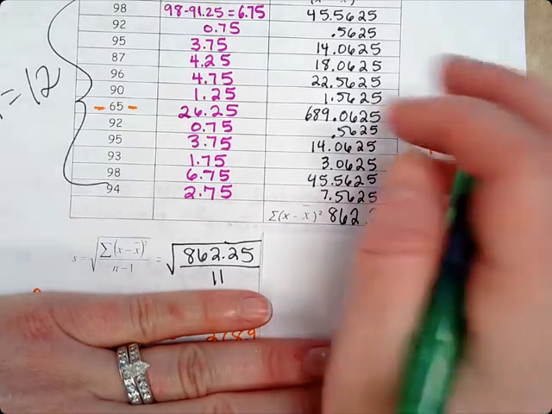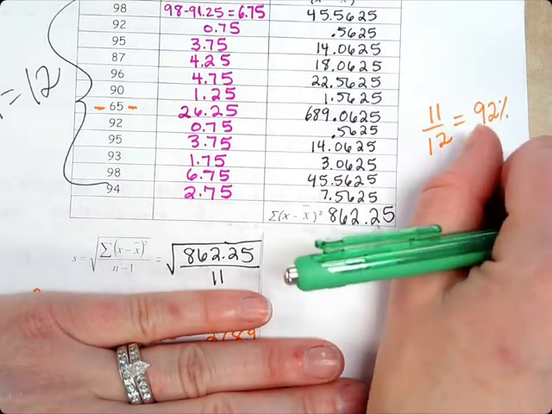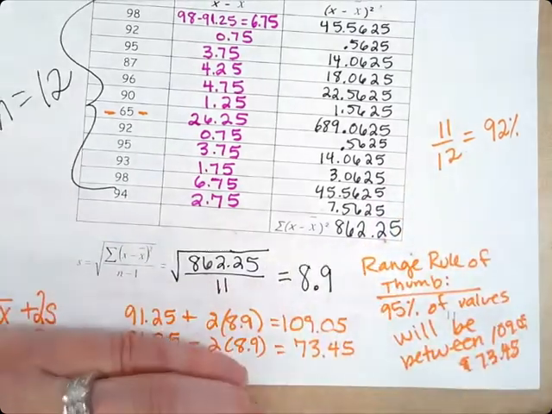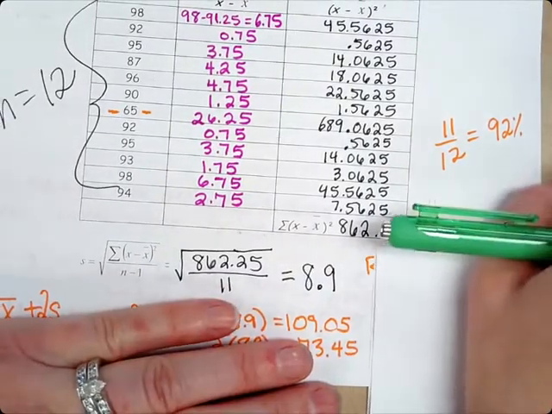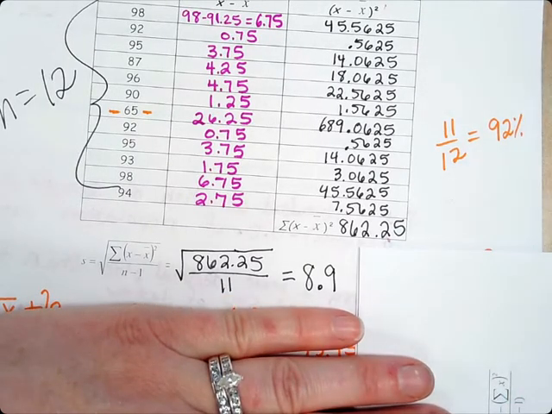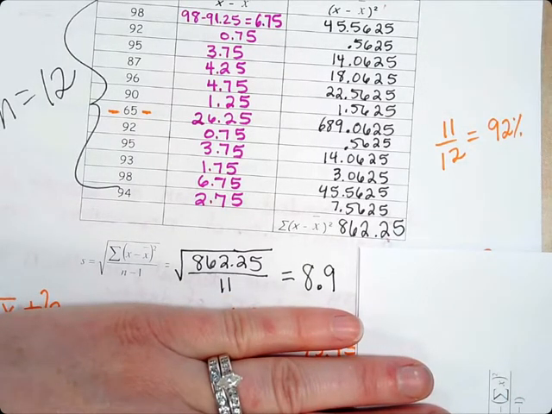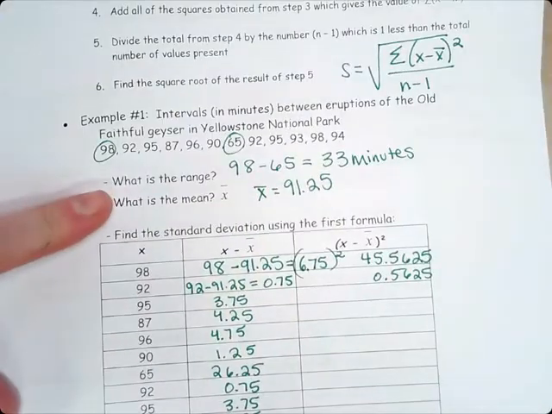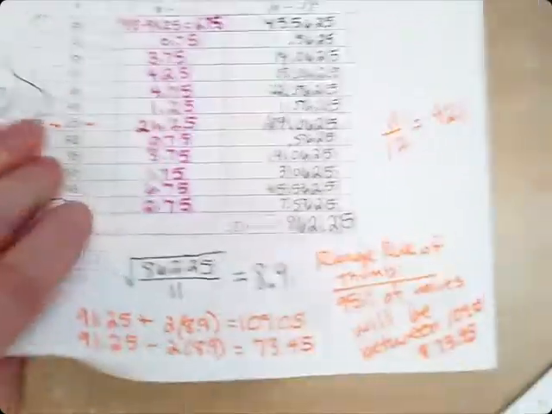Okay, what do I get? Anybody want to answer? Go out on a limb. 8.9. Okay. All right, so I'm going to put that down here. 8.9. Okay, all my work's on that other page. So, all right, let's keep on going.